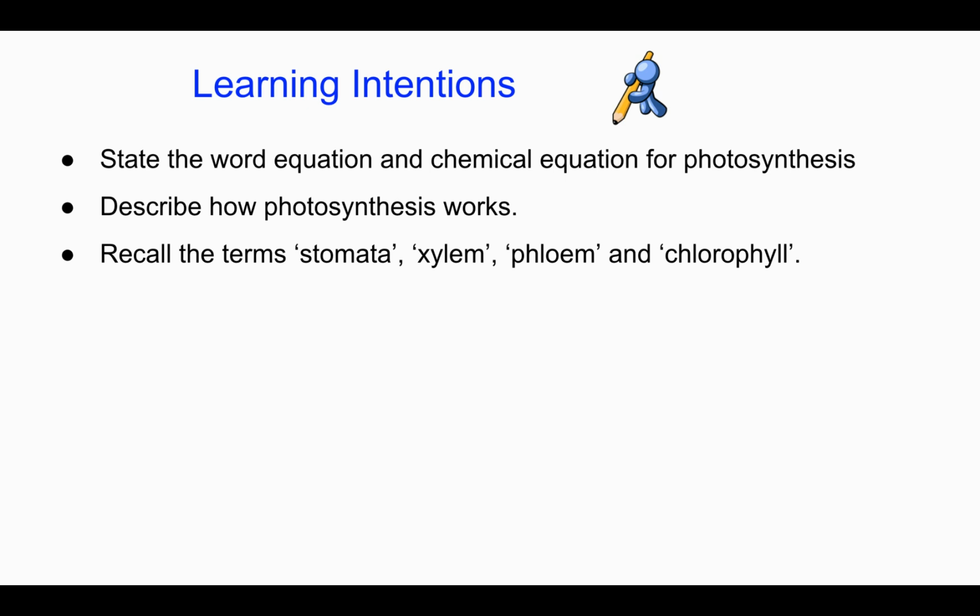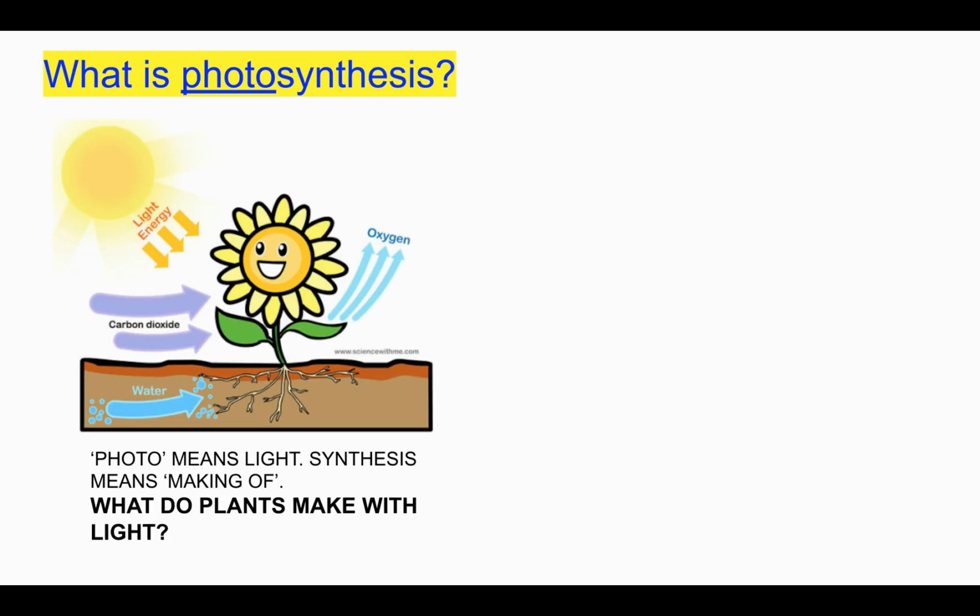Another thing is we want to be able to describe how photosynthesis works. I'm guessing a lot of you would be able to tell me that photosynthesis is how plants make food, but we want to develop on that and talk about the process, how it works. We might get this far today: stomata, xylem, phloem, and the chlorophyll. We may or may not get that far, but we'll see.